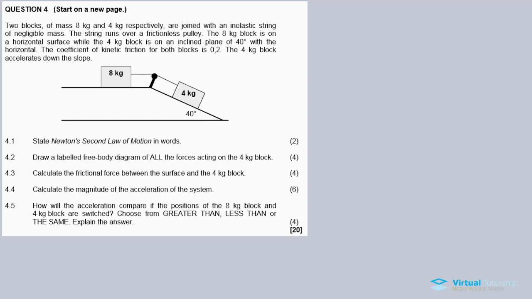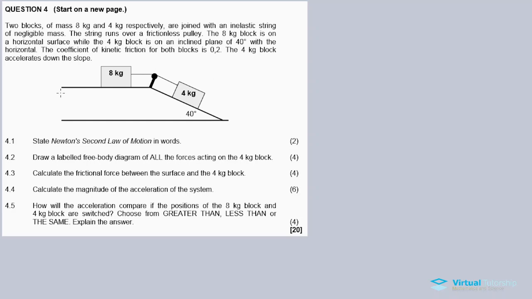Question 4. Two blocks of mass 8 kilogram and 4 kilogram respectively are joined with an inelastic string of negligible mass. So now 8 kilogram, now 4 kilogram connected by a string. The string runs over a frictionless pulley. The 8 kilogram block is on a horizontal surface while the 4 kilogram block is on an inclined plane of 40 degrees with the horizontal.